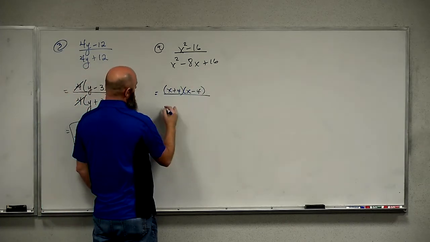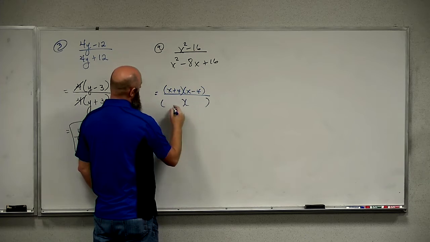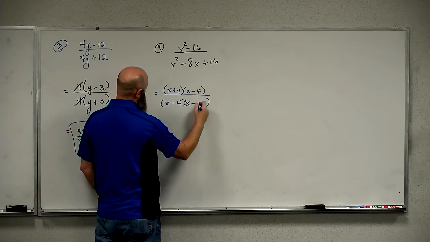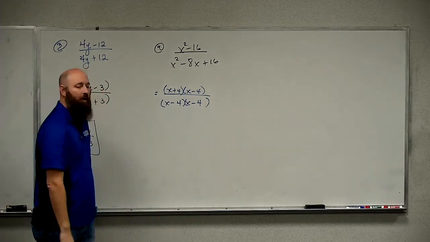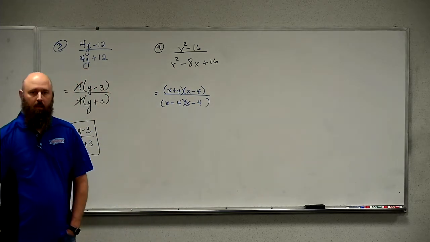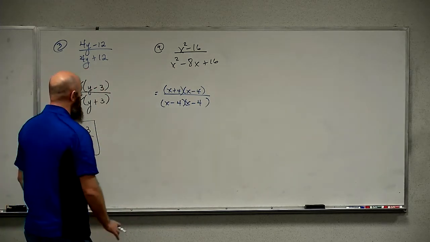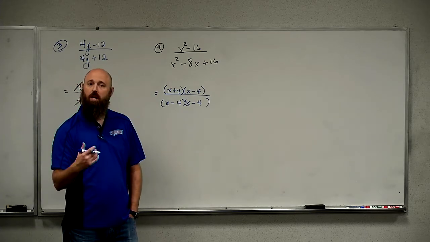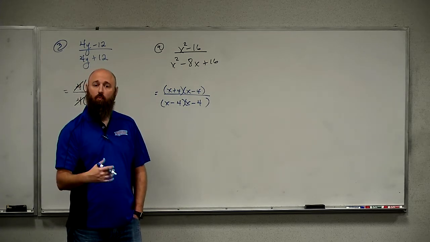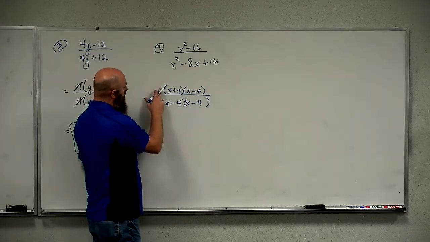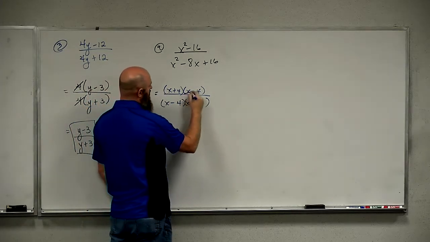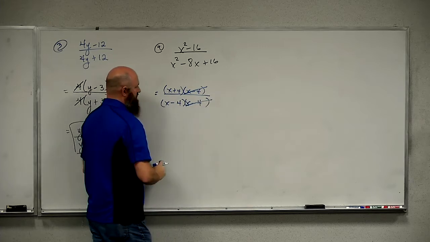On the bottom, I have a trinomial. They're both minus x squared, and it looks like it's going to be 4 and 4 as well. Okay. All right, so now we want to look at the parentheses. Do I have any parentheses that are the same on top and bottom? And it's a 1-to-1. So x plus 4, well, there's no x plus 4s on the bottom, so it stays. But x minus 4 and x minus 4 cancel out.